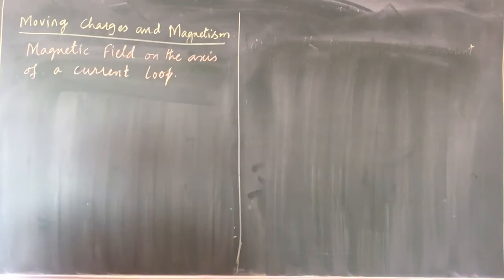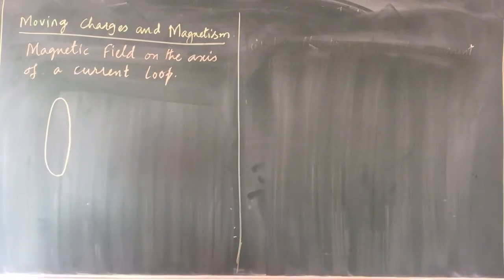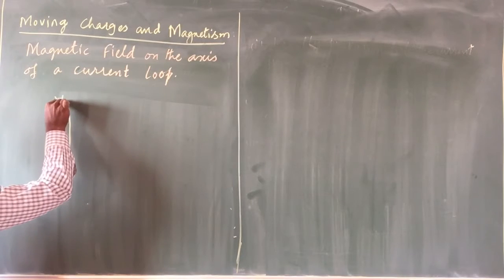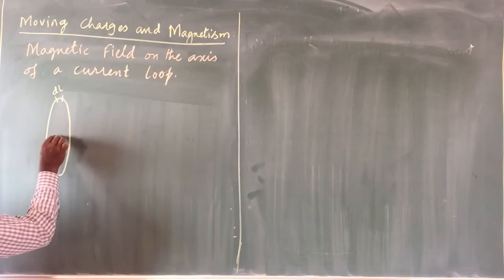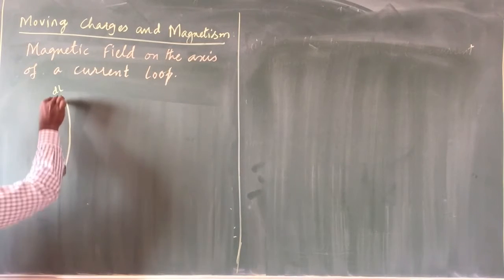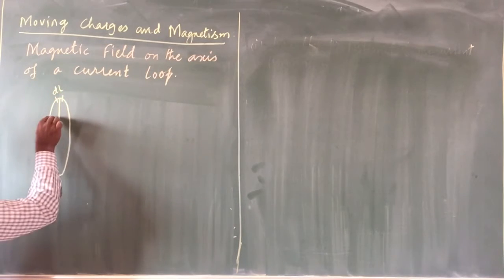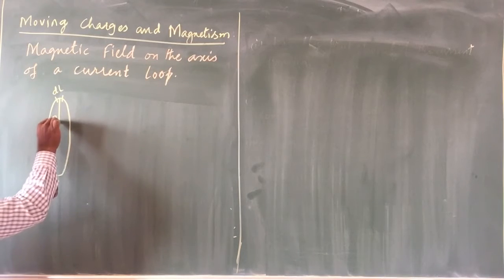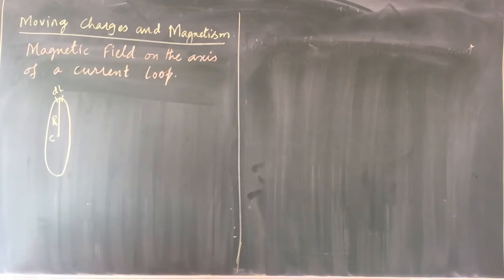The magnetic field on the axis of a current loop. Let us say it is having a small current element dl and it has got a center. Let us call this center C, and this is going to have a distance equal to the radius. I am going to write that radius as capital R. So this is the radius of this circular current loop.